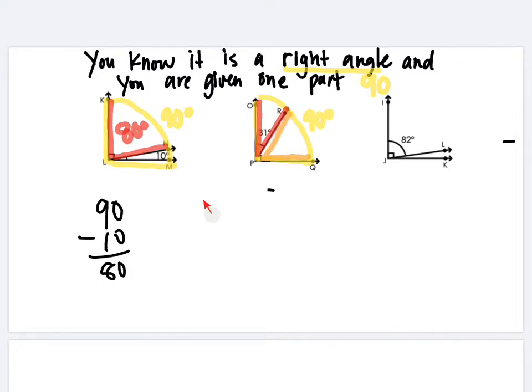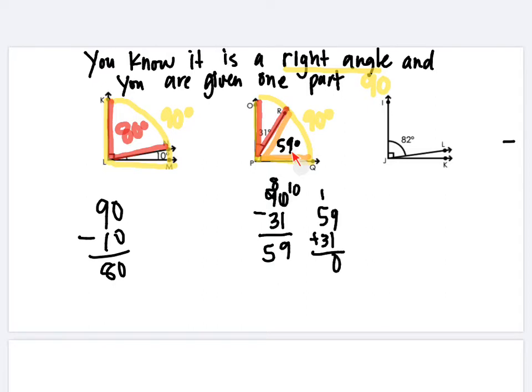Well, we know the whole is 90, and we know that the one part they gave us is 31 degrees. So if we subtract, that would give us 59 degrees for the missing angle. Again, you can check yourself. 59 plus 31, does that equal 90? It sure does. So that missing angle is correct. Let's try this last one.